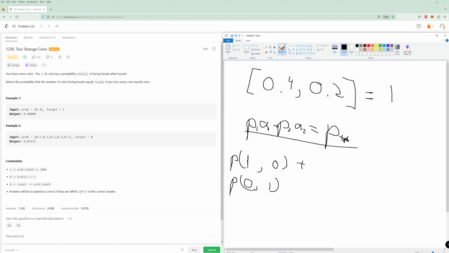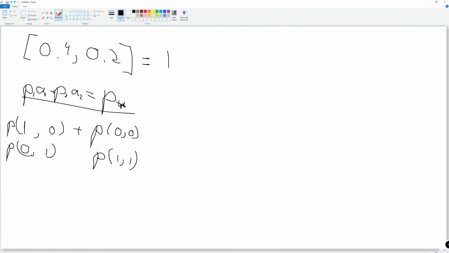And from this, what's everything that can happen? Well, the other thing that can happen is 0, 0. We can also get 1, 1. I think that's every case. And so you would know that the probability of all of these things has to add up to 1, because the probability of every single event has to equal 1.